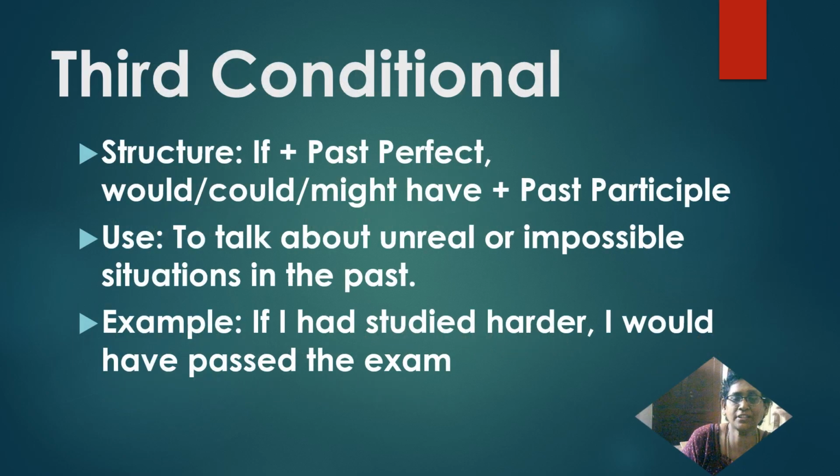So now we have the third conditional. Let us see the structure. If plus past perfect, would, could or might have plus past participle is the structure. So it is used to talk about unreal or impossible situations in the past. It's not at all real. It cannot happen. It's highly impossible because it happened in the past, which cannot be turned over.